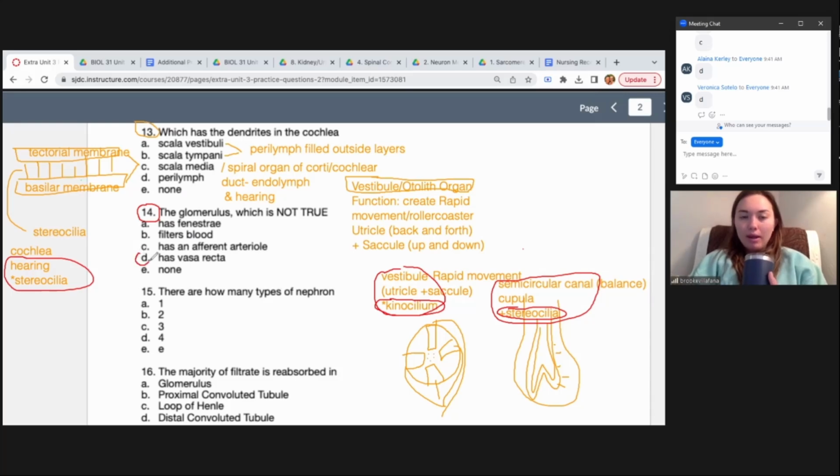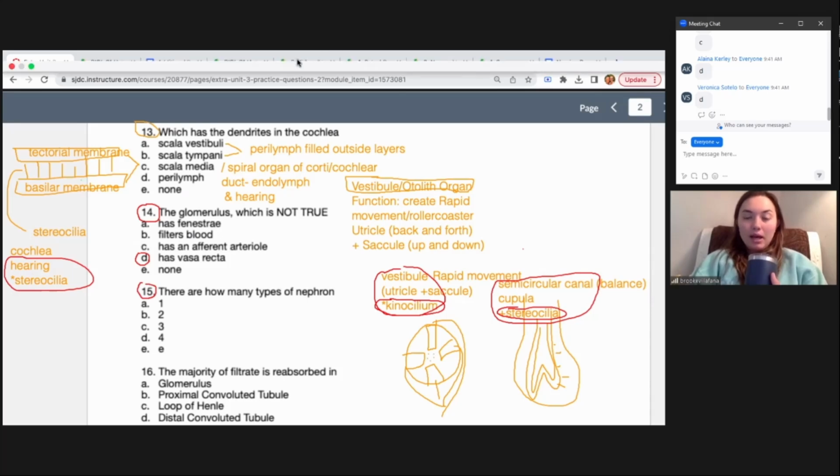Good. D, right? Because the vasa recta are the blood vessels that go around the loop of Henle. So if that's the case, they would not be part of the glomerulus. Okay, so again, vasa recta are the blood vessels that go around the loop of Henle, so they're not part of the glomerulus. Question 15.